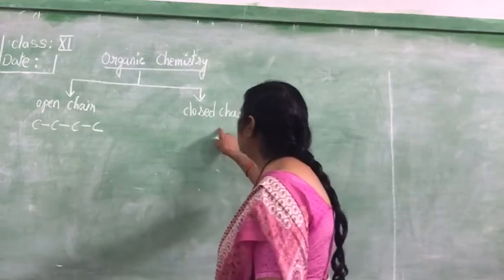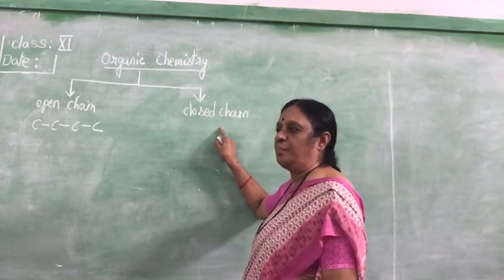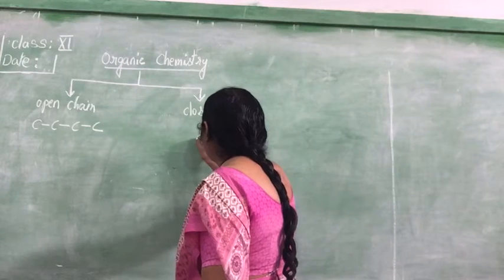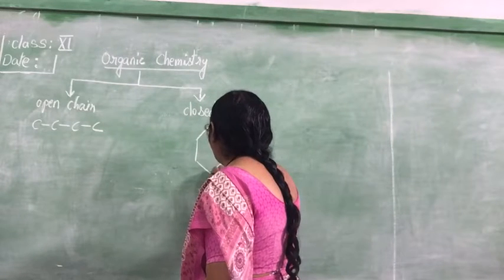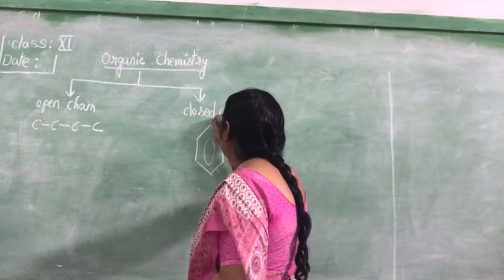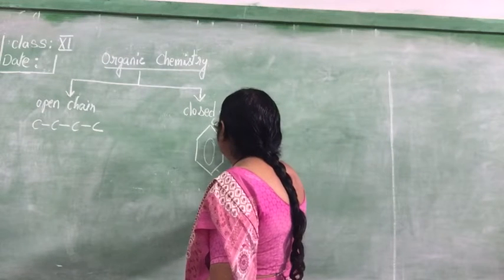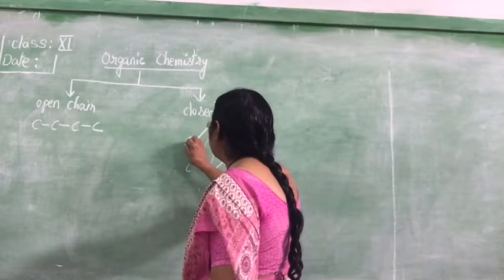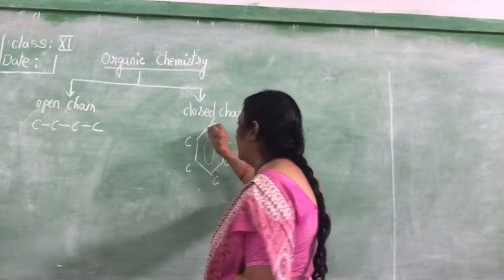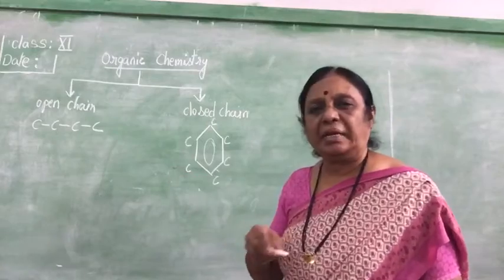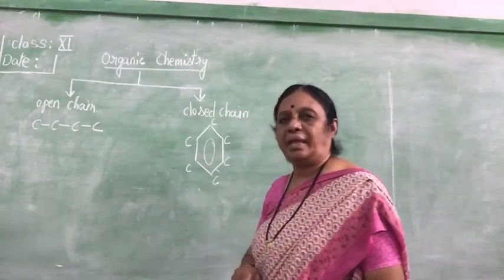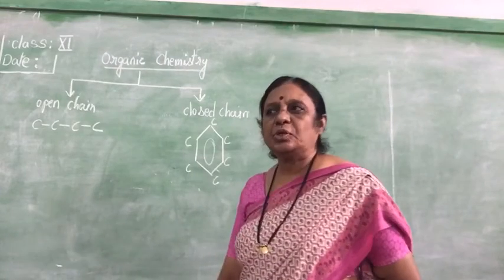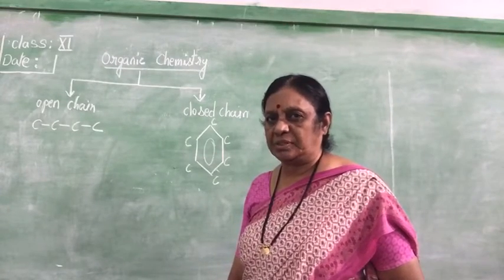Now closed chain compounds or cyclic compounds. These are the compounds in which the carbon atoms are arranged in the form of a cyclic ring. The first carbon atom, second, third, fourth, fifth and sixth. The first carbon atom and the last carbon atom meet to form a cyclic ring. Clear, children? Now the open chain compounds are also known as aliphatic compounds.